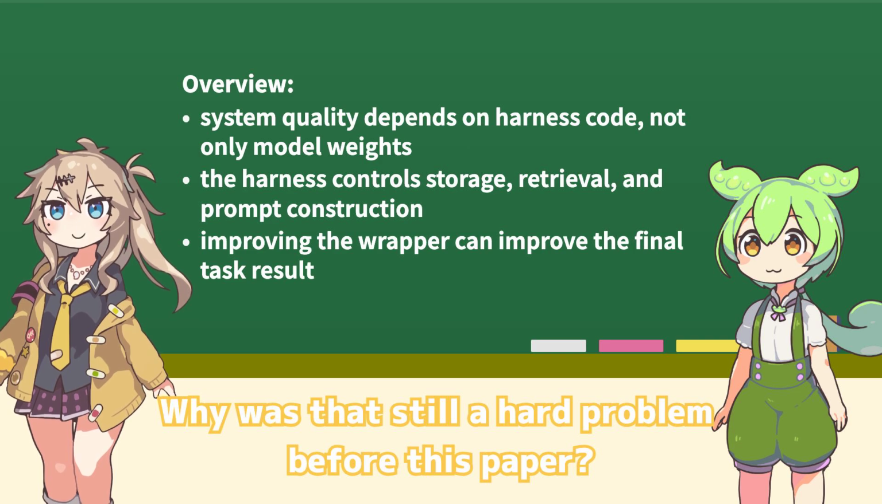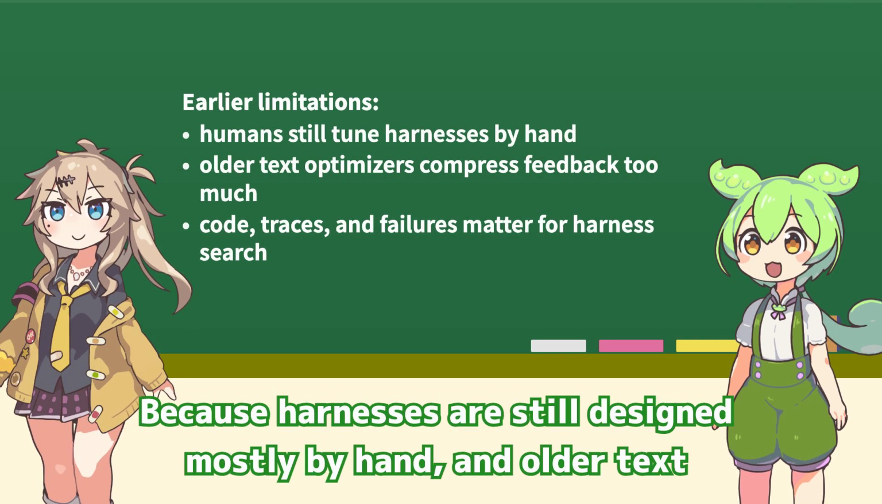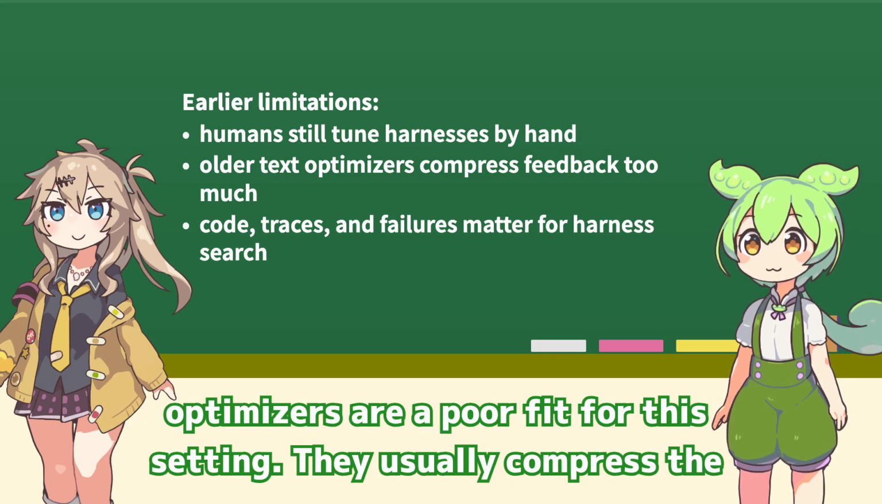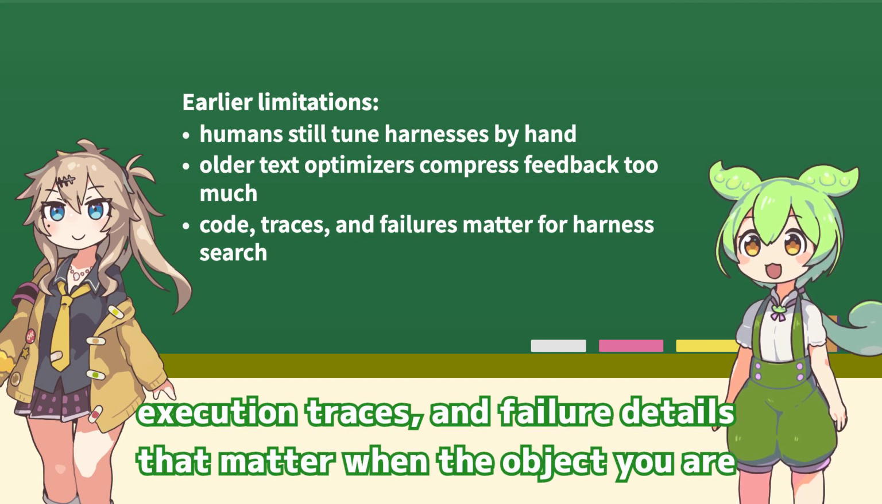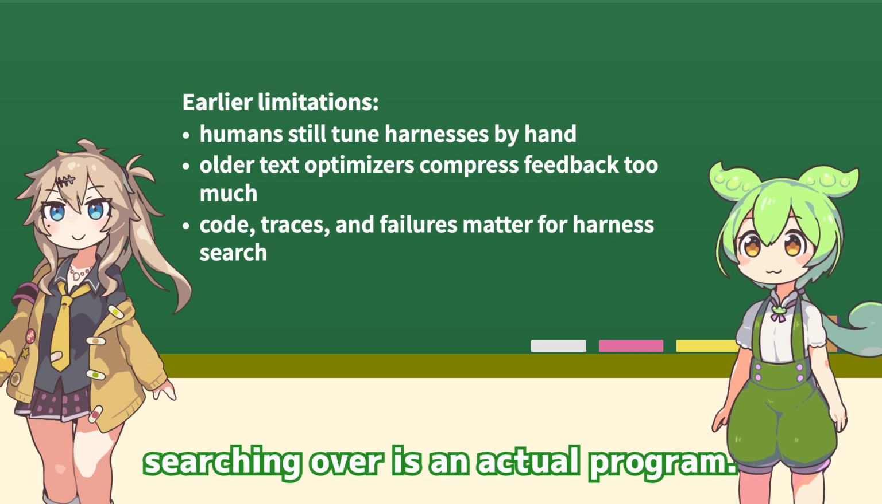Why was that still a hard problem before this paper? Because harnesses are still designed mostly by hand, and older text optimizers are a poor fit for this setting. They usually compress the feedback too aggressively, which throws away the source code, execution traces, and failure details that matter when the object you are searching over is an actual program.